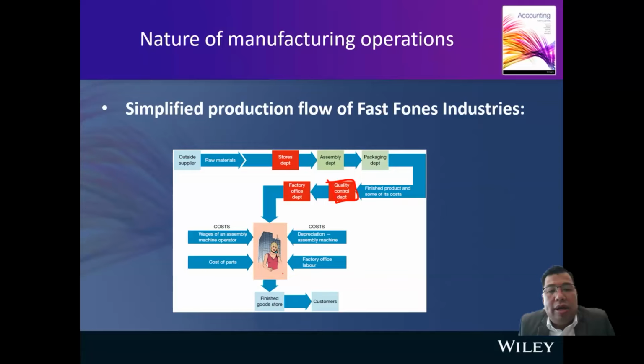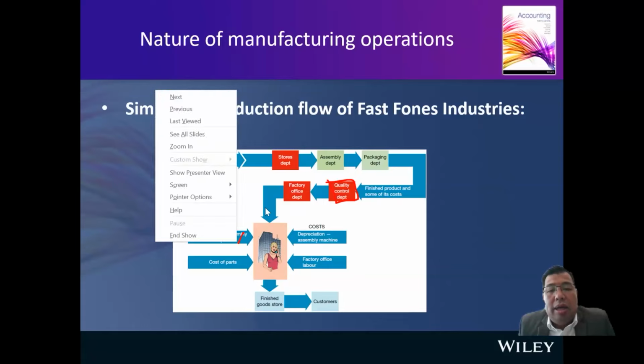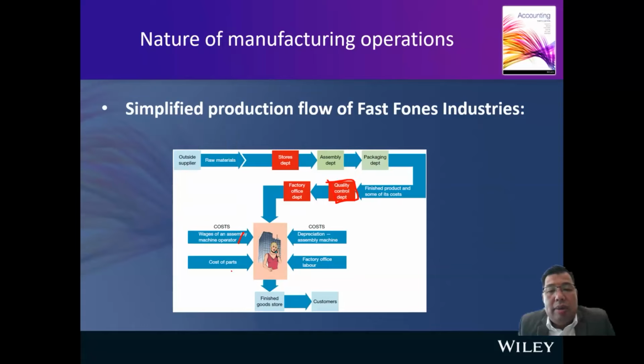The costs involved here can be the wages for the assembly department, the employees there, the cost of the parts and components. Maybe you have depreciation of the machine. If you use a machine, it will depreciate whenever you use it. Last time we had depreciation based on production hours. And also the factory office labor. They don't do the job directly, but they monitor the process and manage everything. So these are the costs involved.